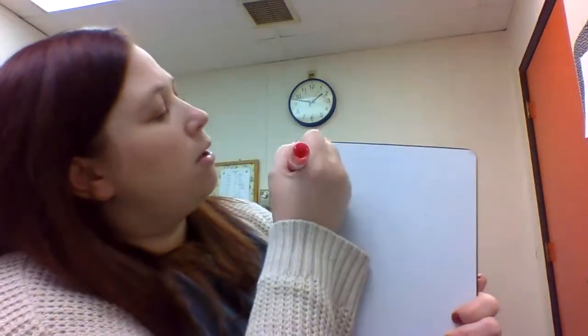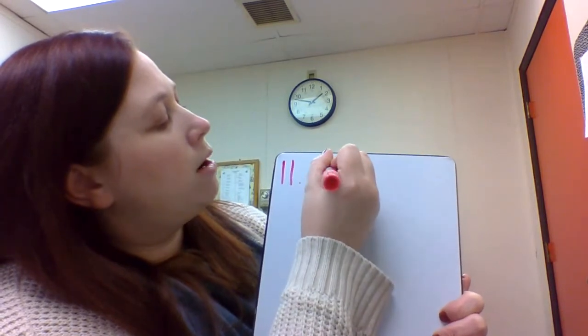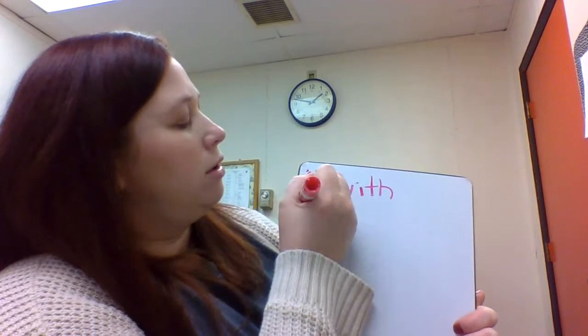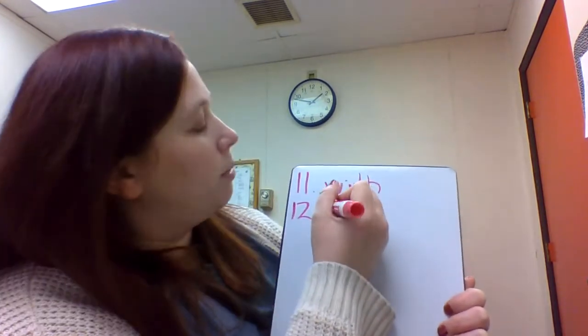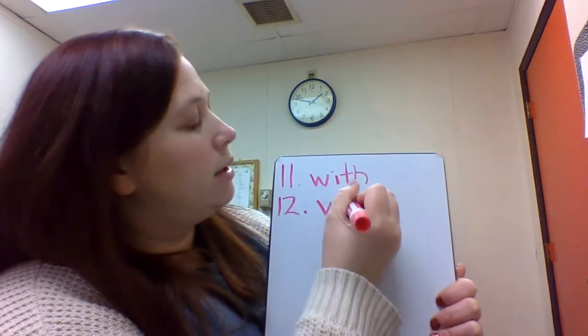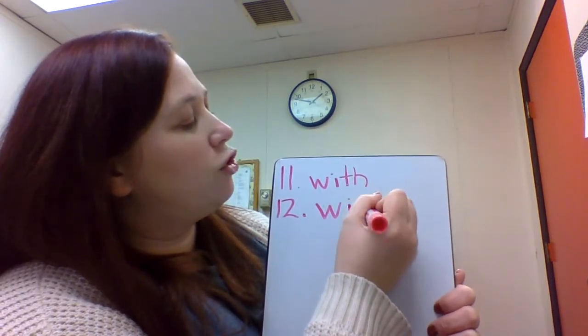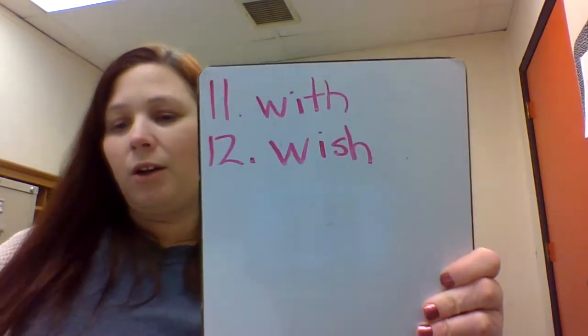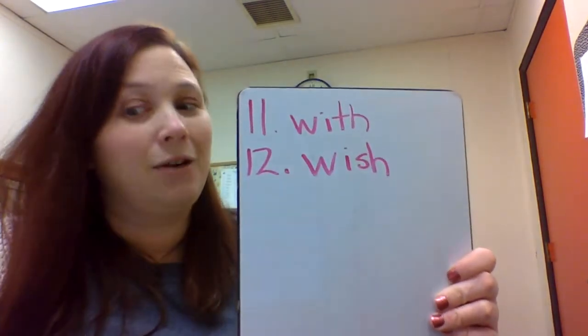On number 11, we are going to spell with. We have W, I, Th, TH. Number 12, we are going to spell wish. Sounds similar, doesn't it? W, I, and then we have sh at the end, the SH. All right, make sure you have those two down, and then we are going to learn some new digraphs.